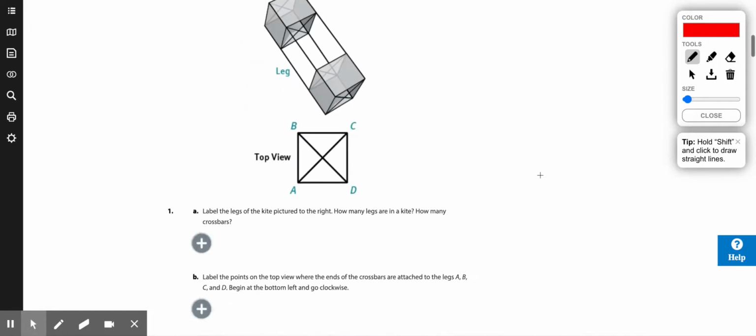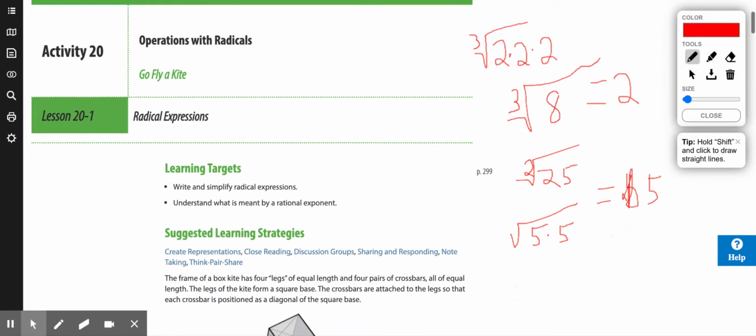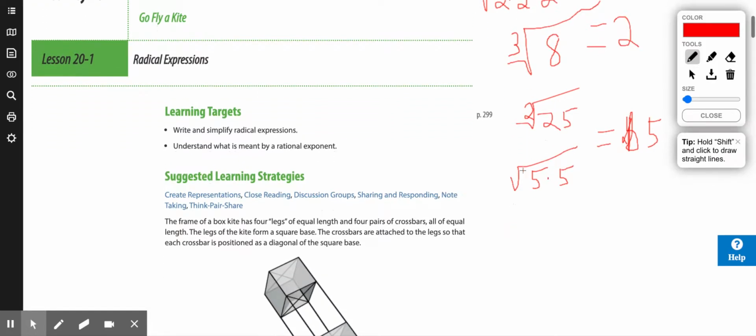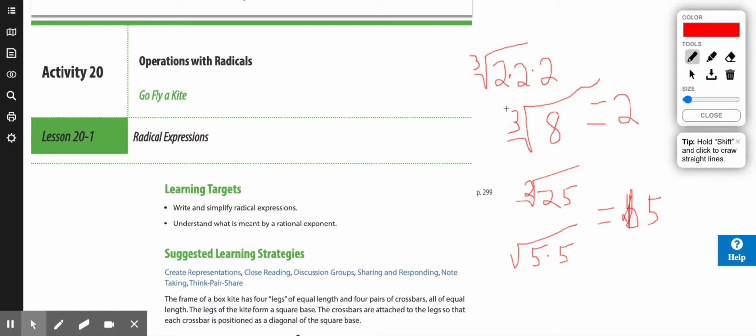Okay, so that is a radical expression. That is the basic version, okay? The number underneath is called the radicand. The symbol is a radical. And then the index tells you which root you're taking. And most of the time we're going to be talking about square roots if we don't see anything there. But sometimes you might see a 3 or a 4 or a 5. And those get a little trickier, but basically the same concept.